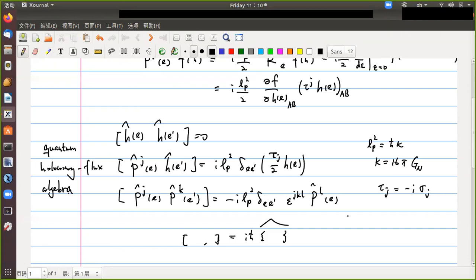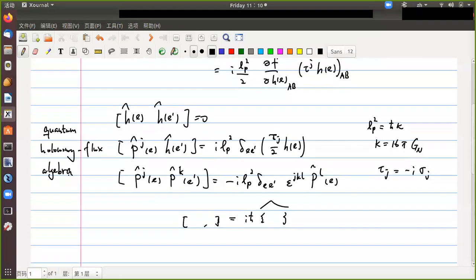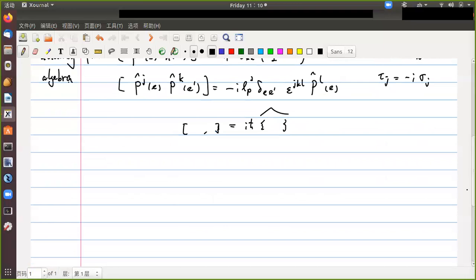All right. So from this lecture, we are going to talk about the so-called geometrical operators. We are going to use the operators of holonomy and flux to construct some more important gauge invariant operators. These operators are important because they quantize the geometry on the space.